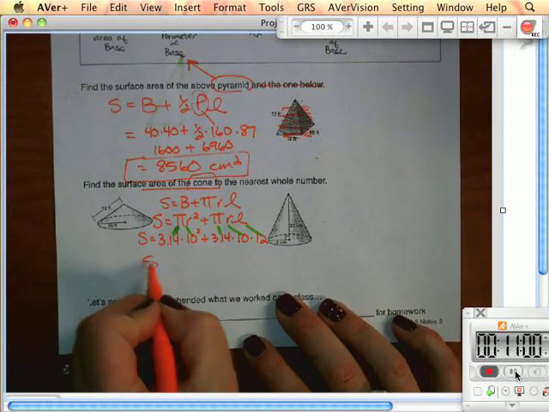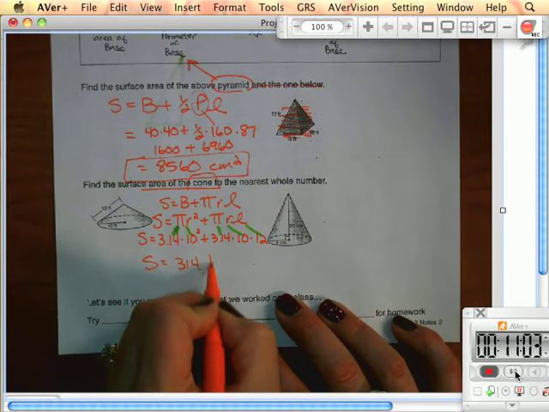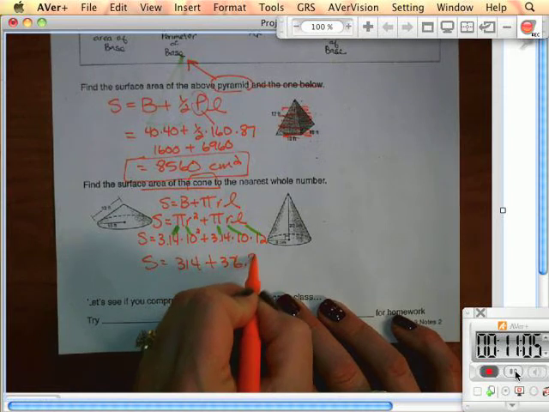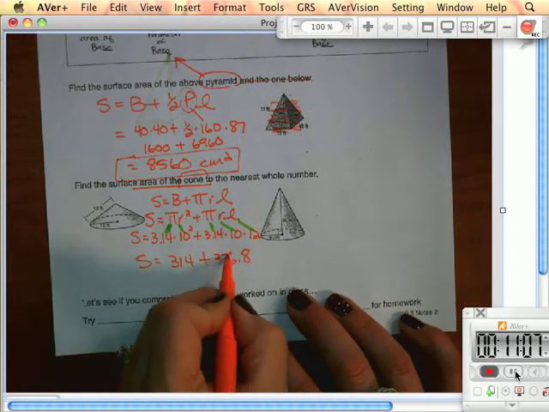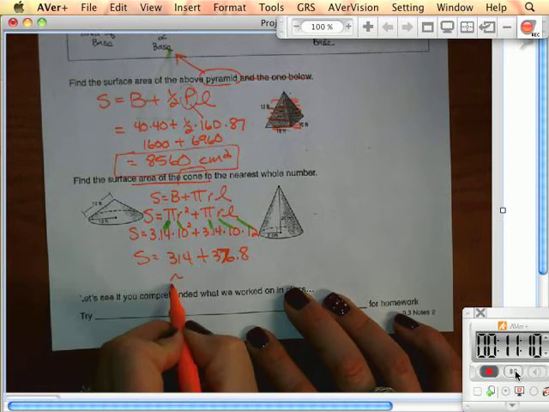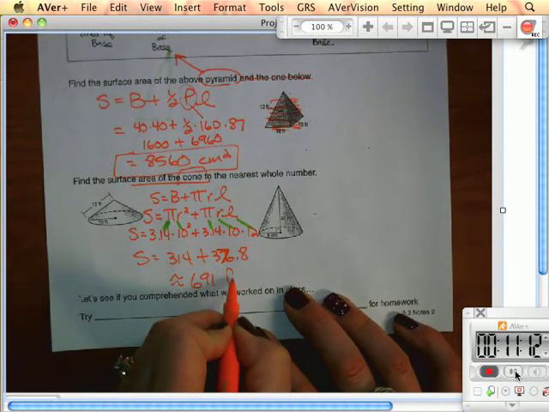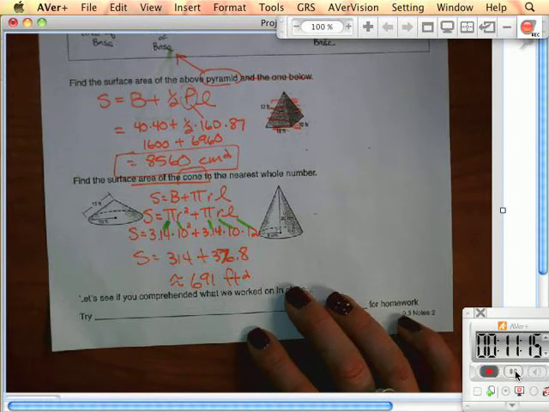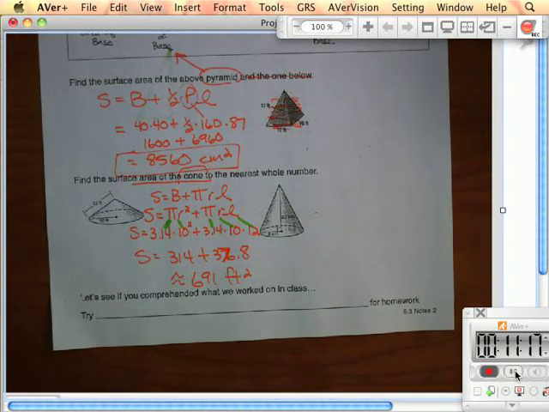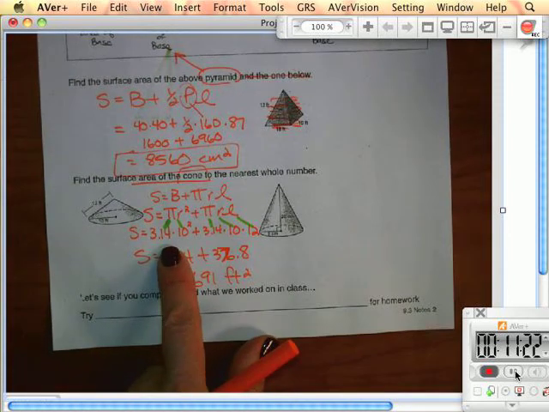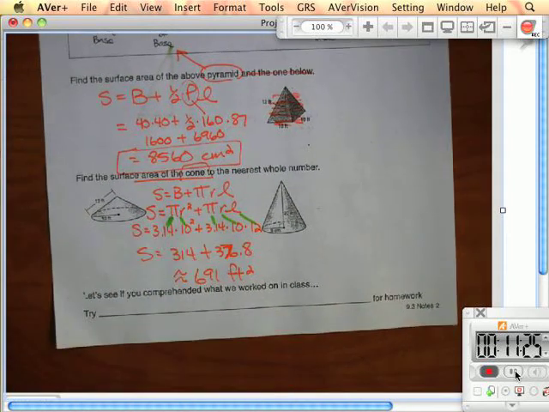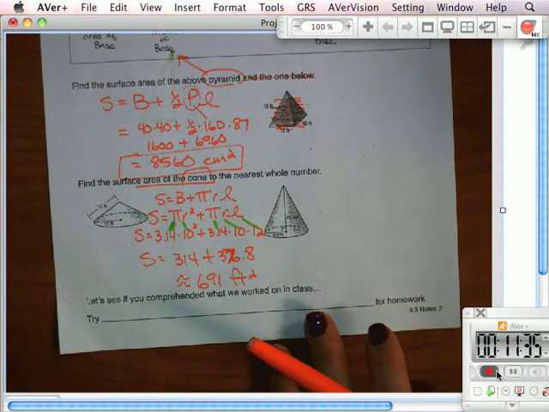Okay, so here it is. This is 314 plus 376.8. And then you add them together, it's about 691 feet squared. Because of pi, I always have to round, because pi goes forever. And what I did here is I used 3.14, so I lost a whole bunch of decimal places. So it's an approximate. Okay? So that is that, using those two formulas.